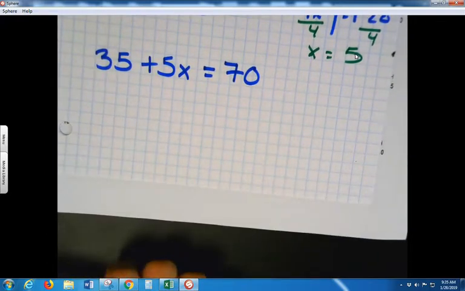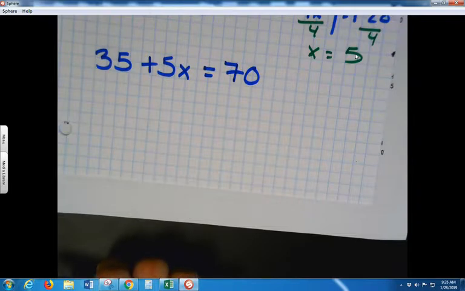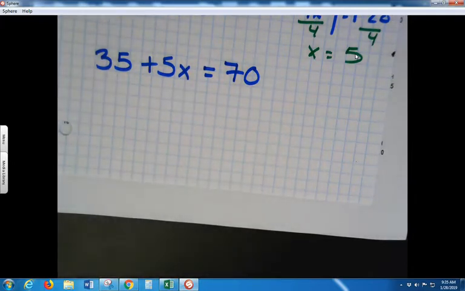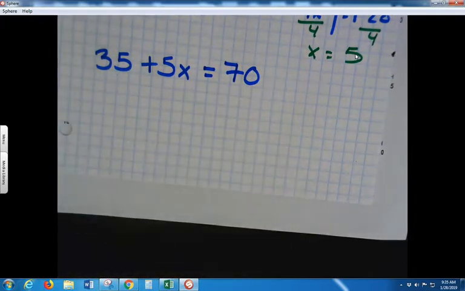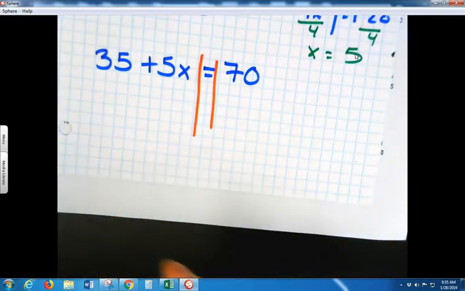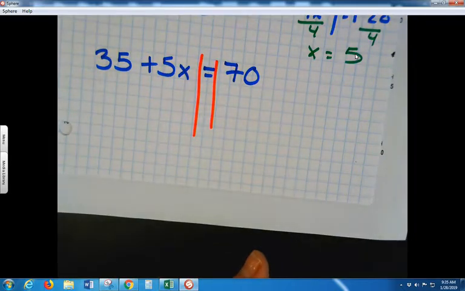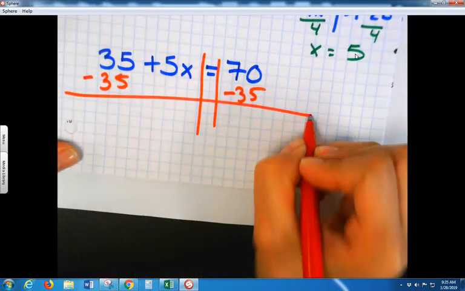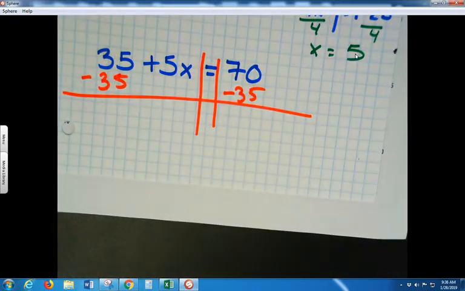35 plus 5x equals 70. Thank you for writing this down quickly so you're with us, not falling behind. It is the same thing. Same process, right? What do you start with? Bars, yes. And then what? Minus 35, minus 35. Is it important to show your work? 100%.